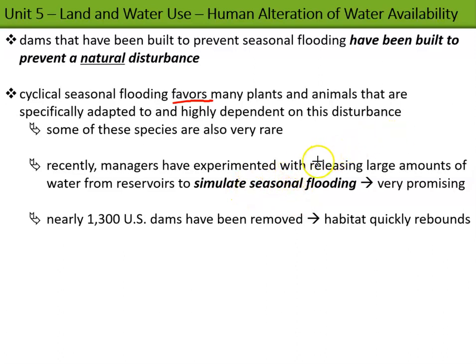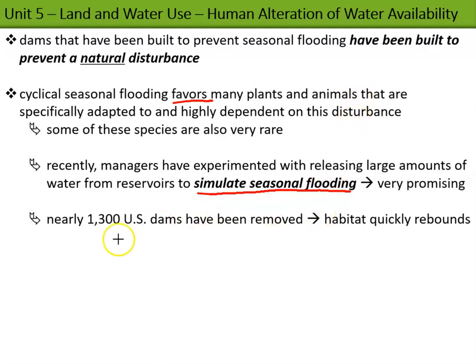So there's been a movement recently, and this is a science-based movement by the managers of some of these dams, where they have experimented with releasing large amounts of water from the reservoirs. We've done this with hydroelectric dams and these flood prevention dams in order to simulate seasonal flooding. So there are periodic water releases where they release a large amount of water, and the water is allowed to go down and flood the floodplain. And this has had very promising results. In areas where this management practice has been enacted, there have been recoveries of these rare species that depend on the seasonal flooding.